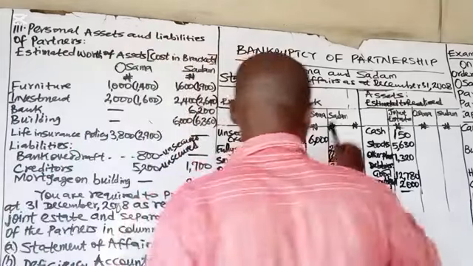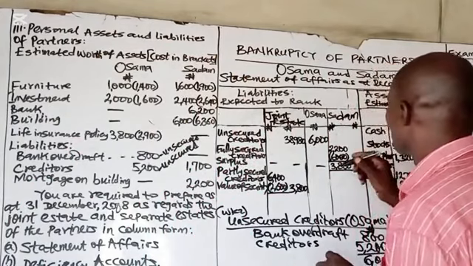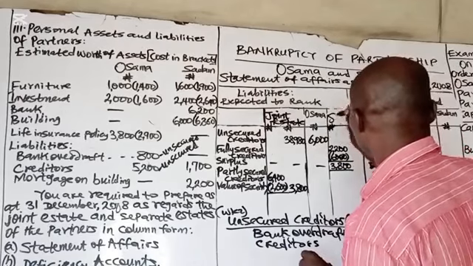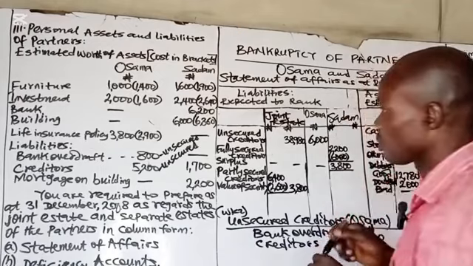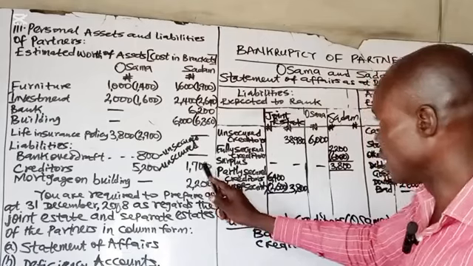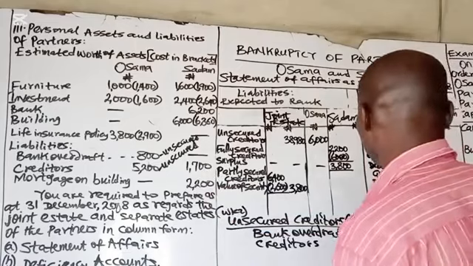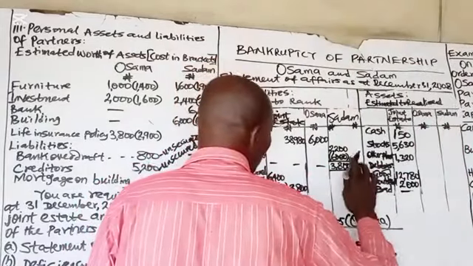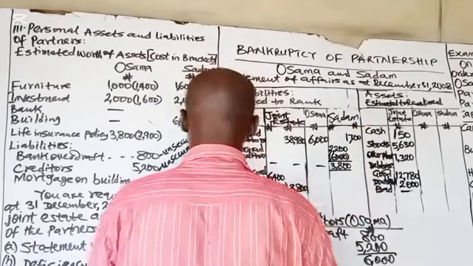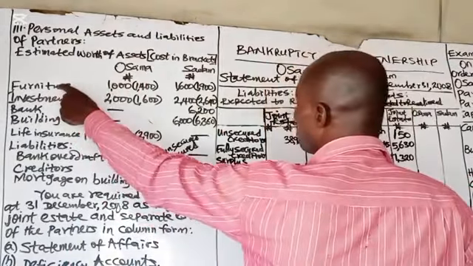Then for Saddam, unsecured creditors, we have creditors 1,700. That means the unsecured creditors for Saddam is 1,700. Other assets not used as collateral include furniture.